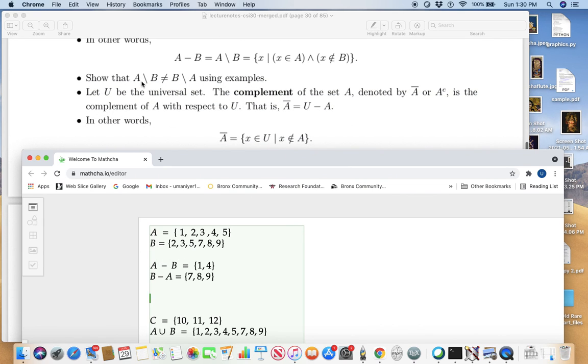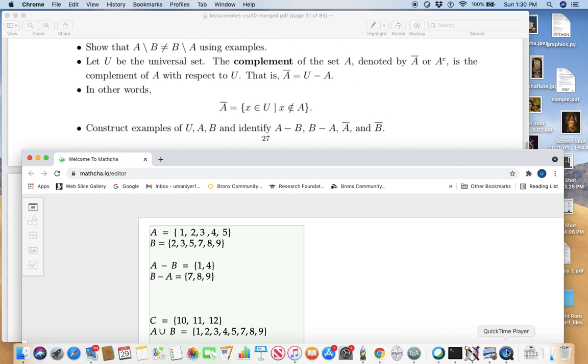Show that A minus B is not equal to B minus A. So here we have an example. We'll continue in our next video.